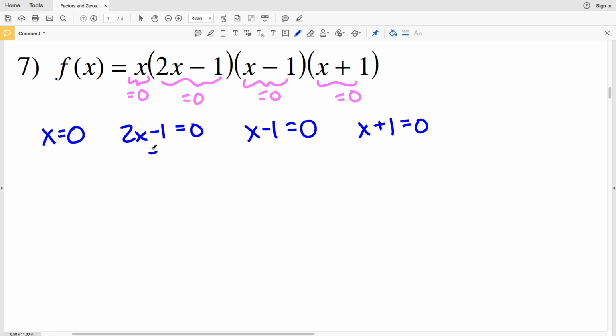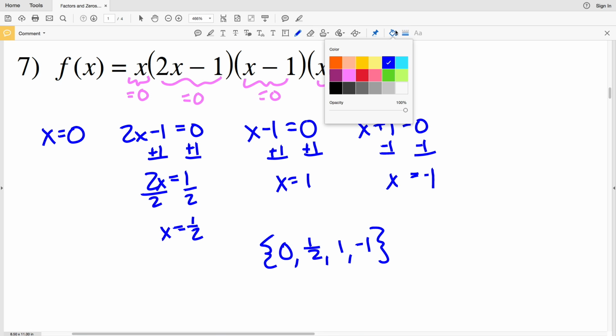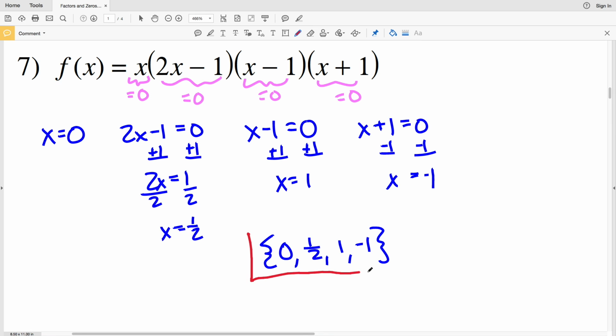So solving my next equation, I'll add 1 to both sides to get that 2x equals 1, and divide by 2 to get that x equals a positive 1/2. For my next equation, I'll add 1 to both sides to get that x is equal to a positive 1, and then lastly, I'll subtract 1 from both sides to get that x is equal to a negative 1. So my solutions are 0, 1/2, 1, and negative 1. If I was to plug any of those in for x, that would make the function equal to 0.